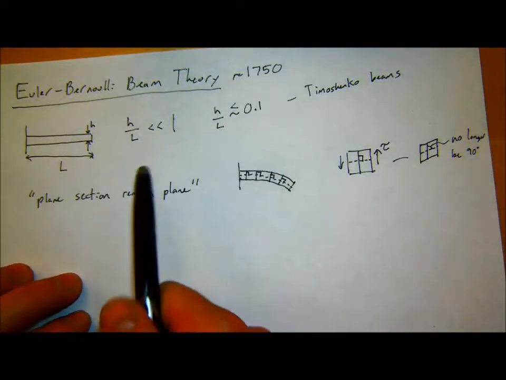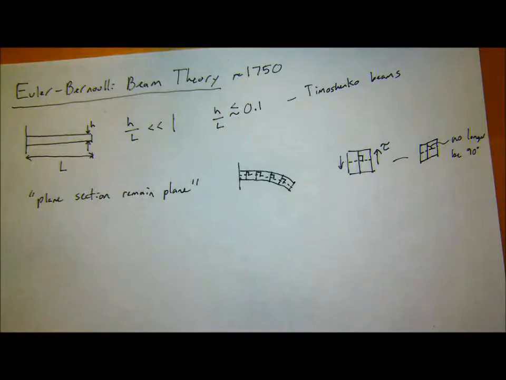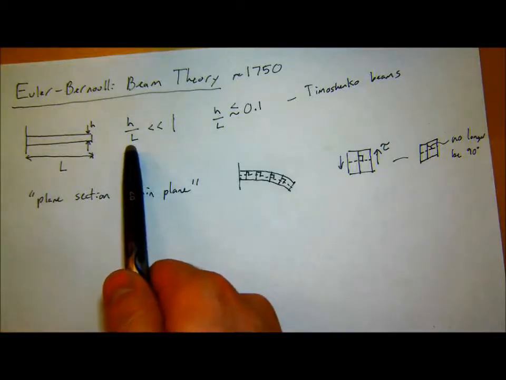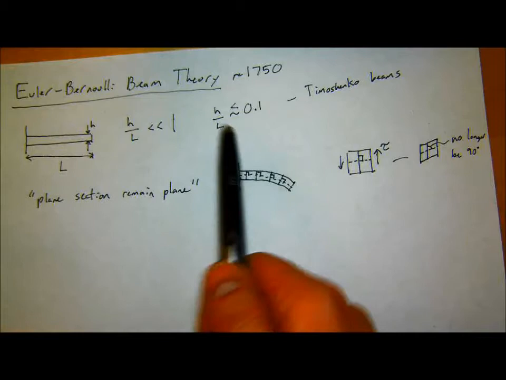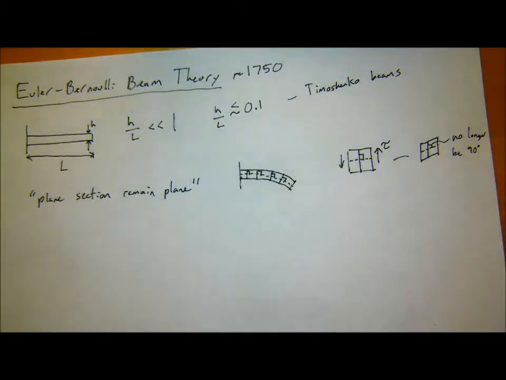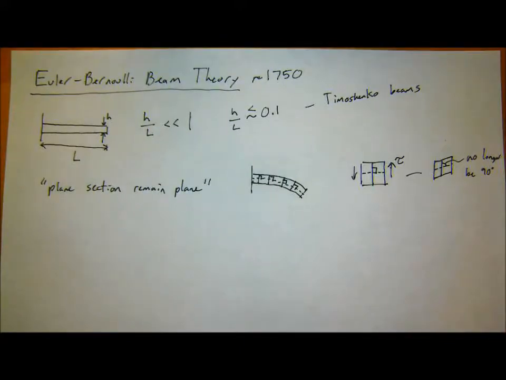But the hand-wavy rule for when Euler-Bernoulli theory applies is when you have a high aspect ratio beam, like a 10-to-1 aspect ratio beam. So with Euler-Bernoulli theory, once you make this assumption and set up the conditions for a beam in bending and moment curvature, there's one governing ODE that defines all of the deflection of a beam.